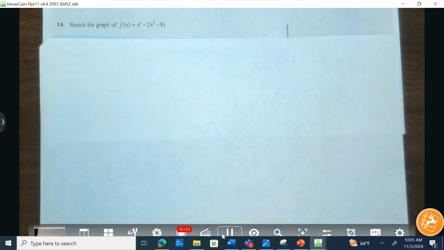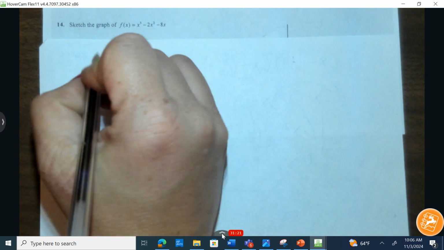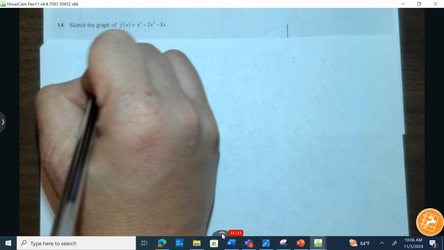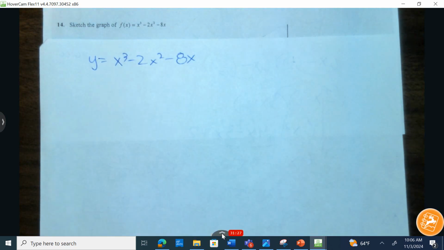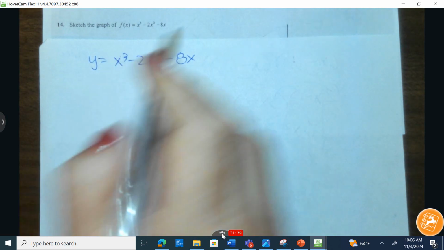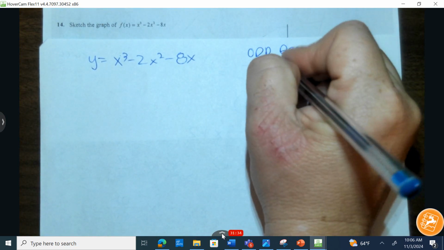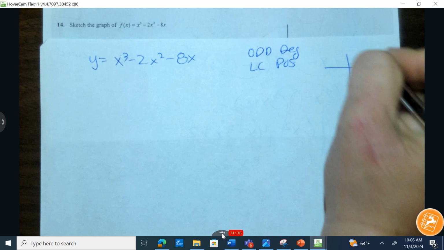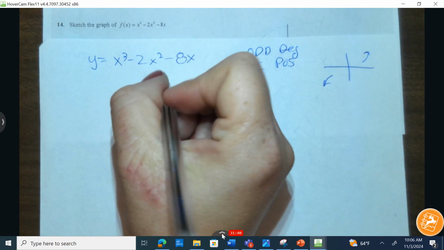Look at our final one. So number 14. Number 14, we're asked to sketch a graph of this. So y equals x cubed minus 2x squared minus 8x. Well, let's just take a look at this. I can see I have an odd degree, and the leading coefficient is positive. That means it's up on the right and down on the left. Keep that in mind.